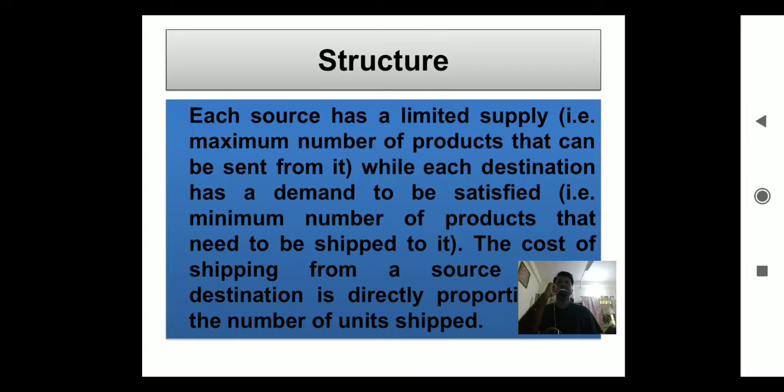The cost of shipping from a source to a destination is proportional to the number of units shipped. Means factory 1 and warehouse 1, in row 1 factory 1 and in column warehouse 1, has a specific amount, that is, the shipping cost from factory 1 to warehouse 1 is given in the problem.